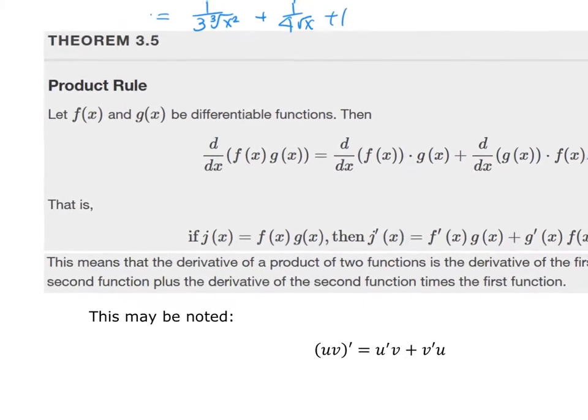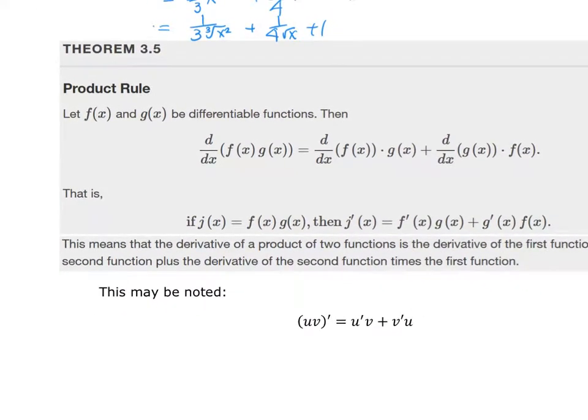I didn't do that. Next one is our product rule. Our product rule says if I am multiplying two things together, then I take the derivative of the first multiplied by the second plus the derivative of the second multiplied by the first.